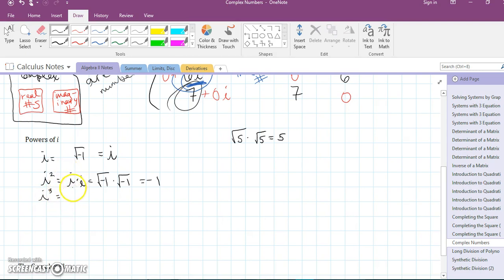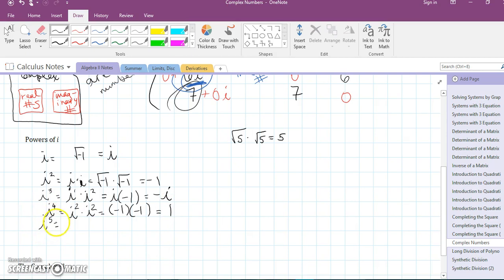I cubed. We want to rewrite this in terms of lower powers of i. So what if I did i times i squared? Well, I'm going to leave it just as i, and I know that i squared is -1, so i times -1 is -i. Let's keep going. i to the fourth, let's write it as i squared times i squared. Those are equivalent. i squared is equal to -1 times i squared is equal to -1. -1 times -1 is 1.